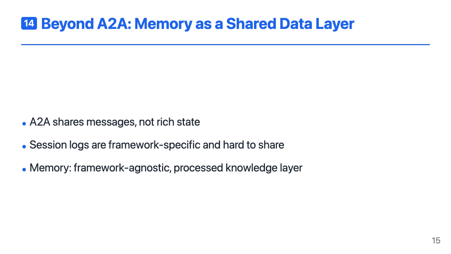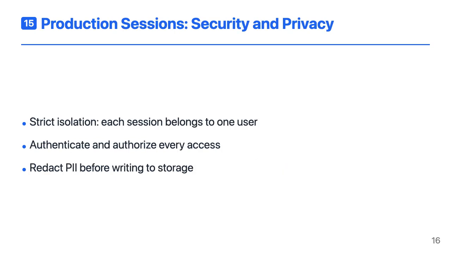The paper proposes a more robust pattern. Abstract shared knowledge into a framework-agnostic memory layer. Instead of raw events, you store processed information, summaries, entities, facts, in simple, portable structures like strings and dictionaries. This shared memory becomes a universal cognitive resource that heterogeneous agents can all read and write, without bespoke translators for every framework pair.